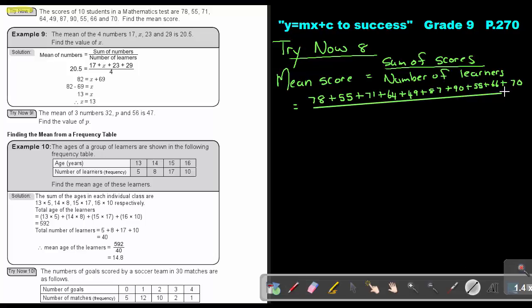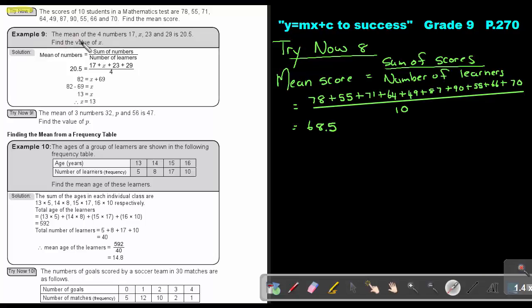and I'm going to divide this by 10, because there are 10 students. And if I do this, I'm going to get an answer of 68.5. And this is going to be the mean of those different scores. Okay, let's look at the next one.